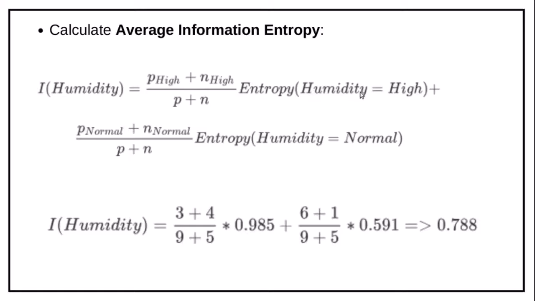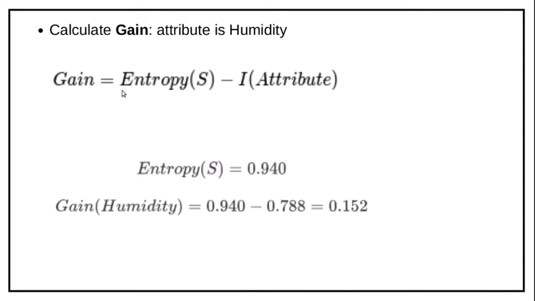Now again you will calculate the average information entropy, and how will you calculate it? Humidity equals high, so the number of positive high plus negative high upon total P plus N, plus entropy of humidity equals normal, positive normal plus negative normal divided by total P plus N. Substitute the respective values and you will get 0.788, and in this case the gain will be entropy minus I of the attribute, similarly, 0.940 minus 0.788, and the value will be 0.152.